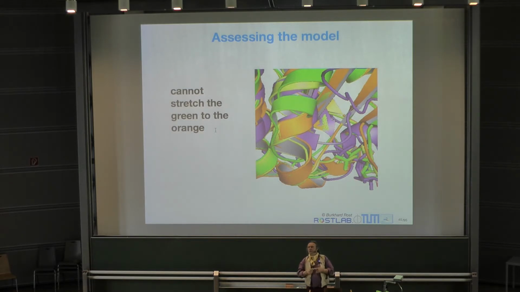Or you place a bunch of positively charged residues next to each other. Impossible. They completely repel each other. So those are the kinds of things, simple energy functions, simple criteria about how far you can bridge with a single amino acid without breaking the chain, without introducing holes, are things that you can use to assess the model.